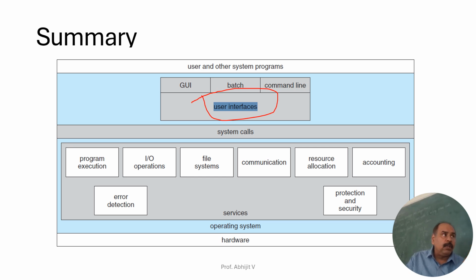We have user interfaces of different types, batch, graphical or command line. We have another important service, execution of programs, input output operations, management of file systems, communication, networking from one computer to the other, resource allocation, accounting, error detection, protection, and security.